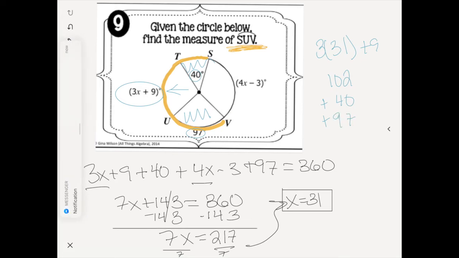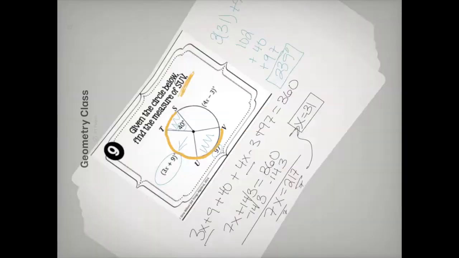So if I add 102 plus 40 plus 97, that's going to give me 239. So SUV is 239 degrees. And that is the answer for arc SUV. Let's try another problem.